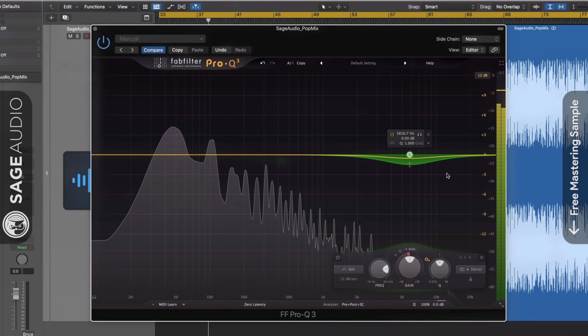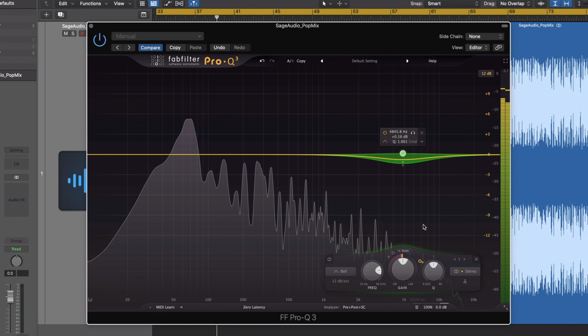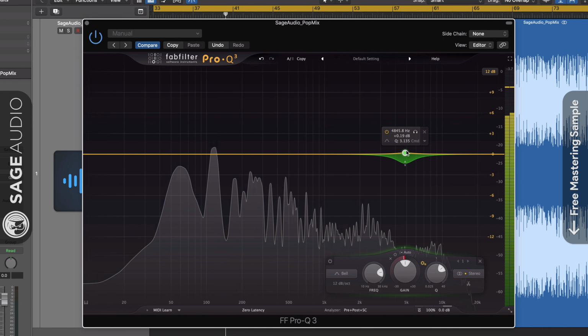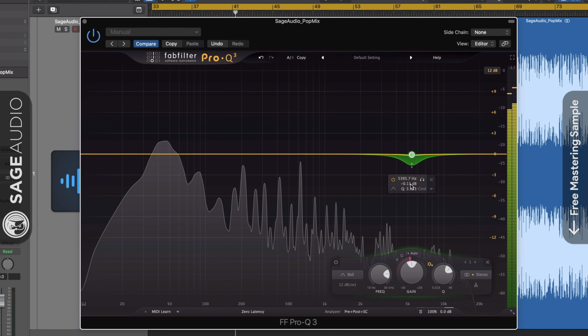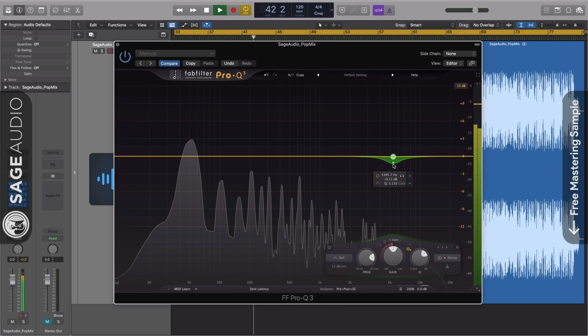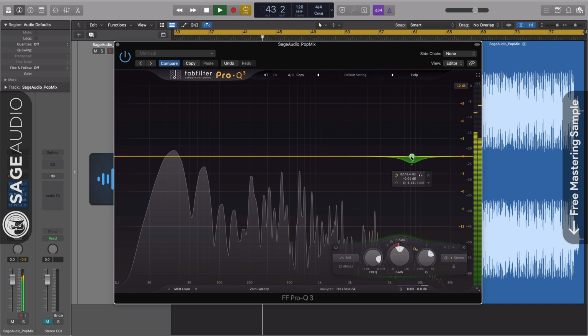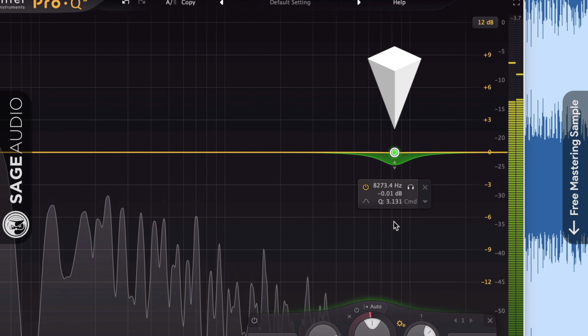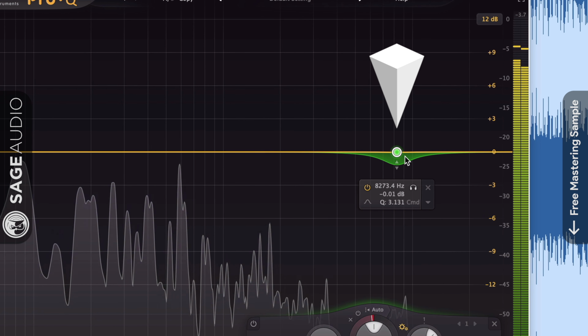Dynamic subtractive equalization is great for when you want to attenuate an aspect of the signal, but only when it's aggressive enough to trigger your dynamic EQ's band. Subtractive dynamic equalization is often used to control vocal sibilants and other narrow frequency bands during mastering.